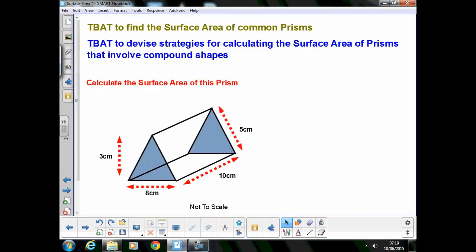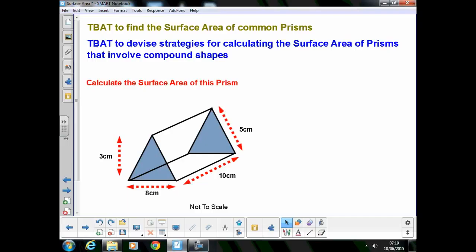Now we need to apply our knowledge of area to a typical GCSE question involving prisms. First, make sure you've read the question properly. It could be asking you to find the volume, it could be asking you to find the surface area. In this case, they're asking for the surface area. That is the amount of space taken up by all of the faces.